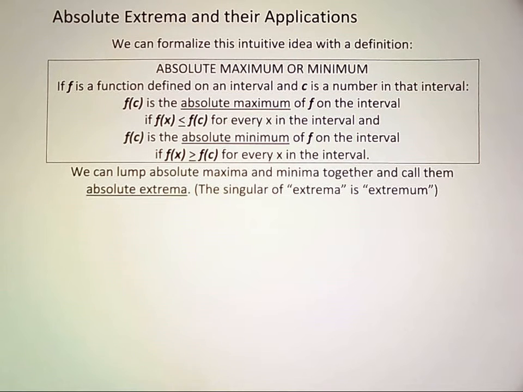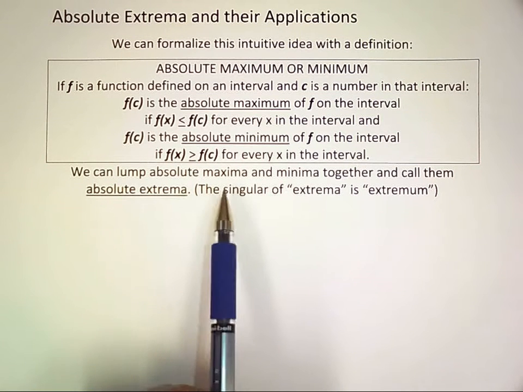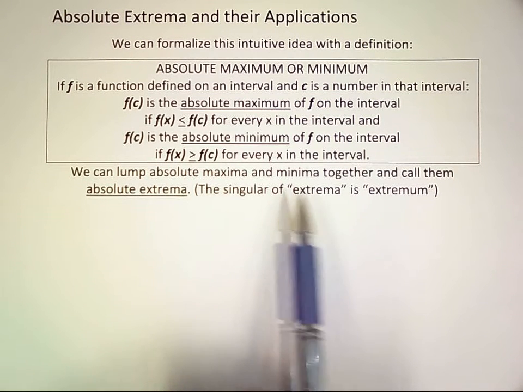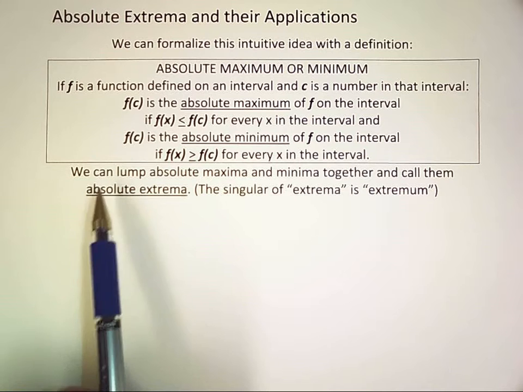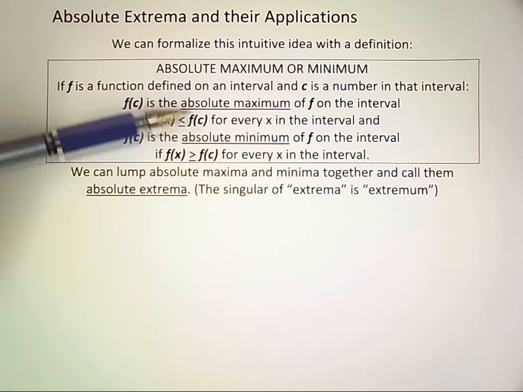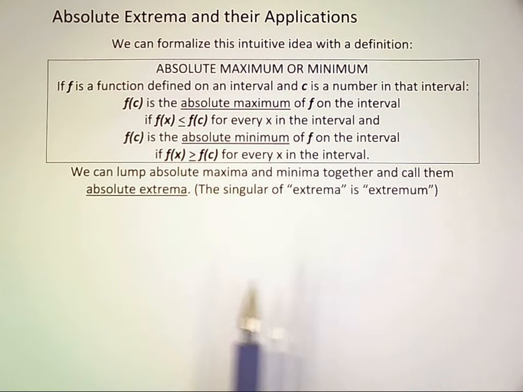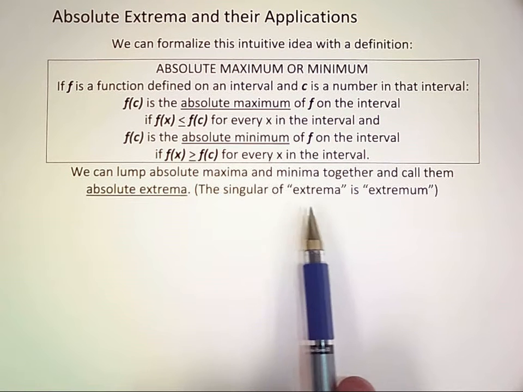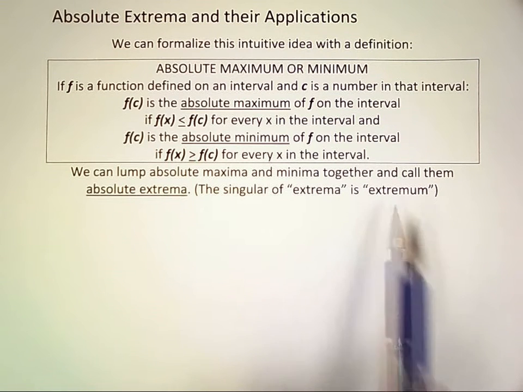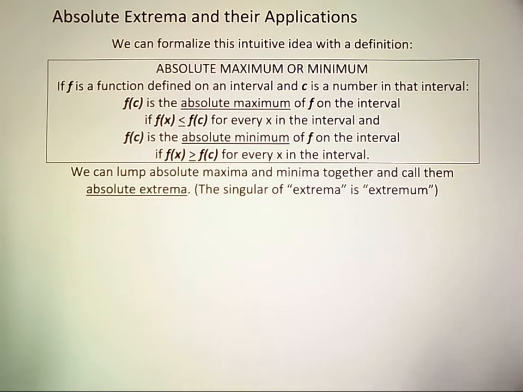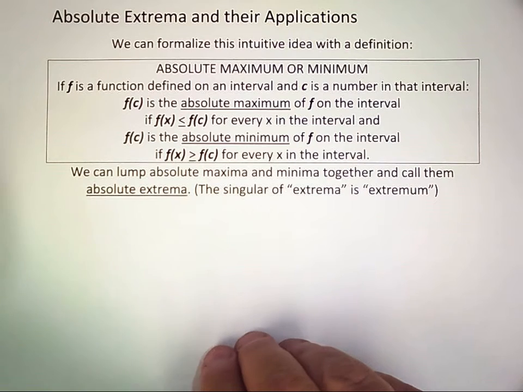I might also say that in terms of just vocabulary, sometimes we lump maxima and minima together and just call them extrema. So we can say the absolute maxima and minima together are the absolute extrema. And occasionally we need the singular of that word. The singular of extrema is extremum. So just a little vocabulary lesson there.